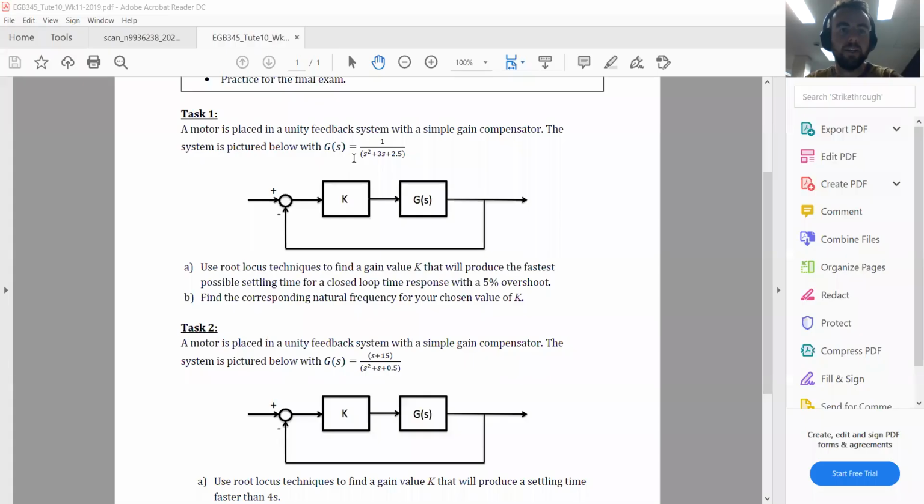I'm sharing my screen now, so this is the first task. We've got a simple system with a unity feedback gain. We need to derive the root locus and the value of k for a 5% overshoot, and then the natural frequency with that value of k.